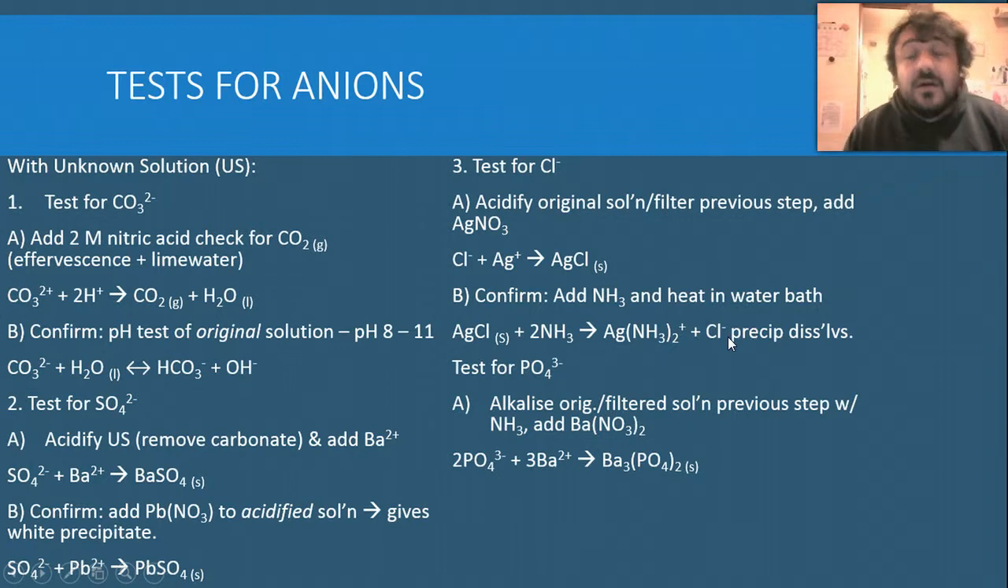Then you want to test for phosphates. This is the last of the anions we have to look for. You alkalize either the original solution or the filtered solution from the previous step. So you filter that step out, and you add barium nitrate. You alkalize it by adding ammonia, enough to bring the pH up to about 11. Then you add barium nitrate. This tests for phosphate by giving us barium phosphate.